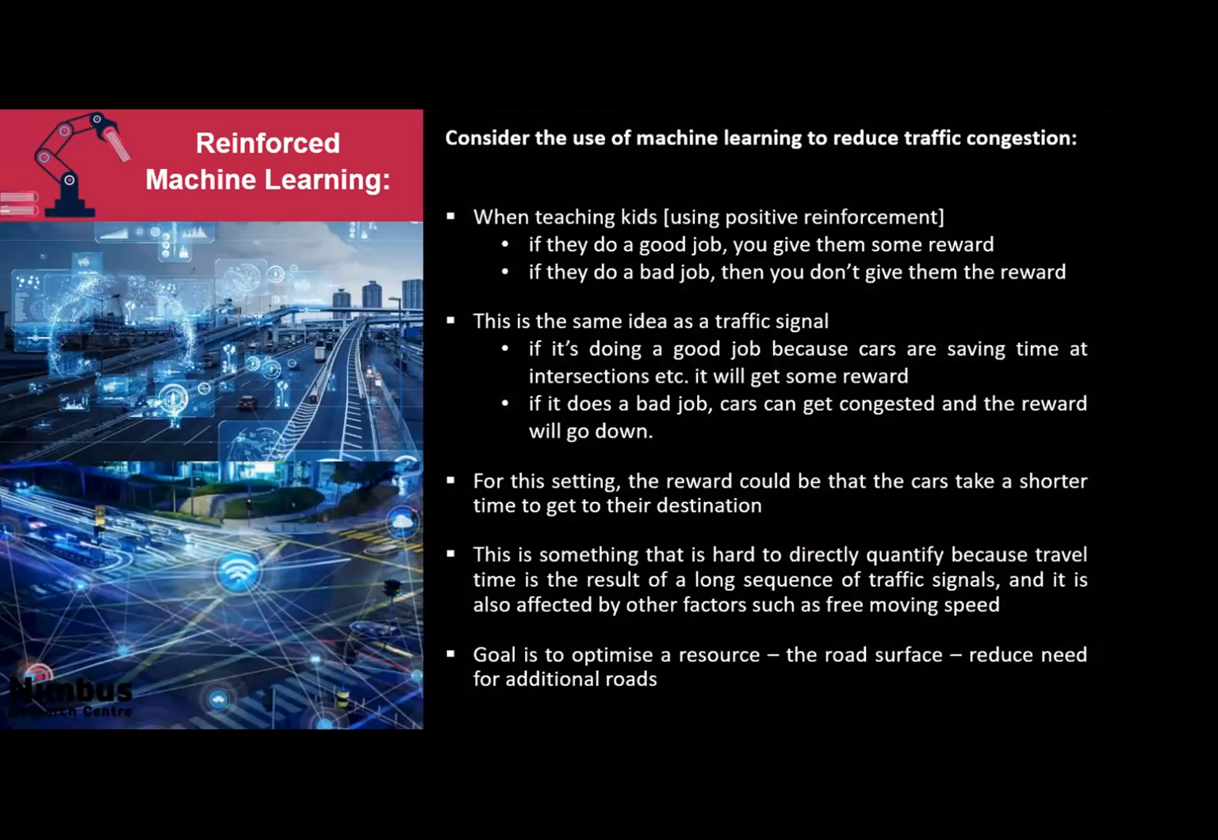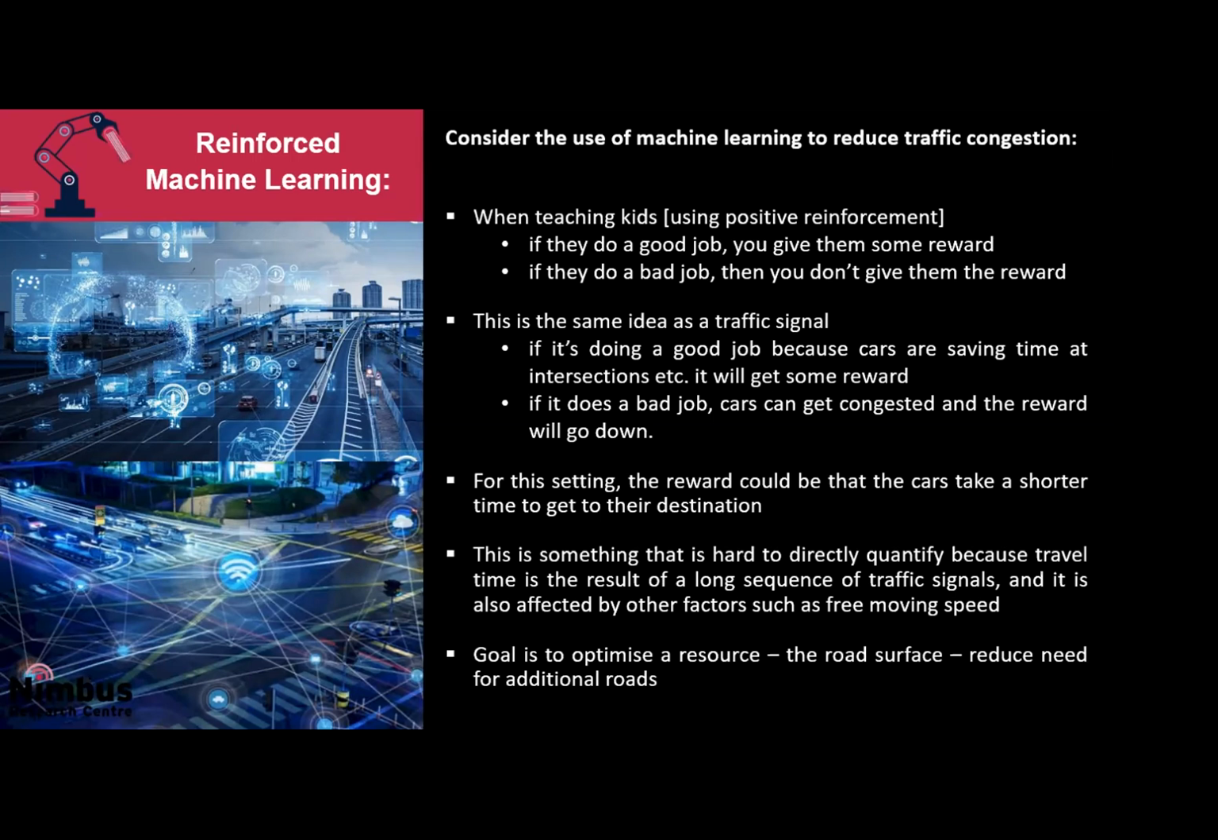So again, to make it that bit more tangible, because it is the categorization that is probably least intuitive from most of our points of view, taking our navigation point from the previous slide a bit further, consider the use of machine learning to reduce traffic congestion. When teaching kids, for example, we are in effect using positive reinforcement, i.e. if they do a good job, you give them some sort of reward, and if they do a bad job, then you don't give them the reward. This is the same idea behind applying reinforcement algorithms to optimize traffic flows and traffic signals.